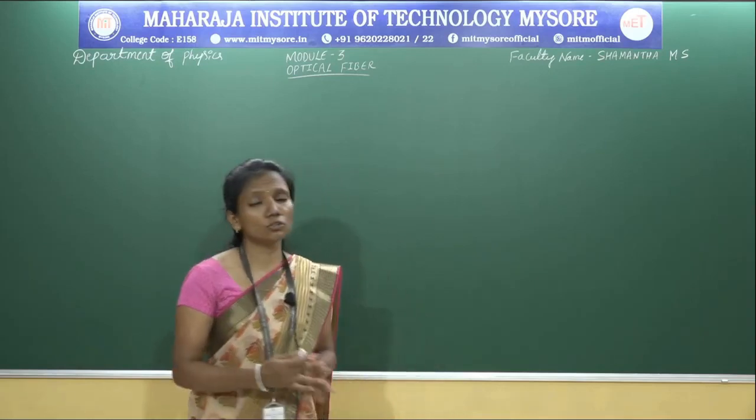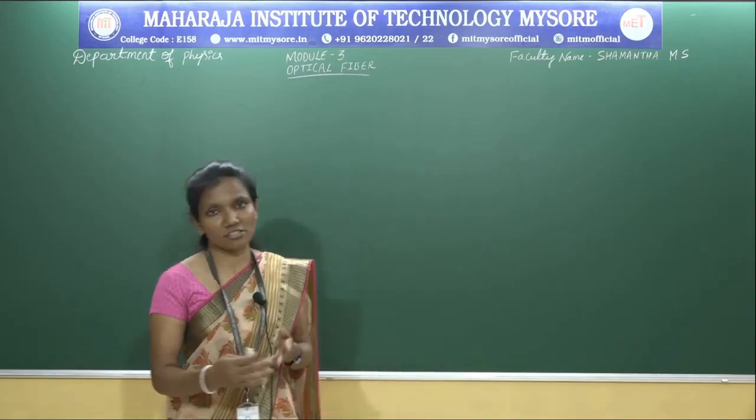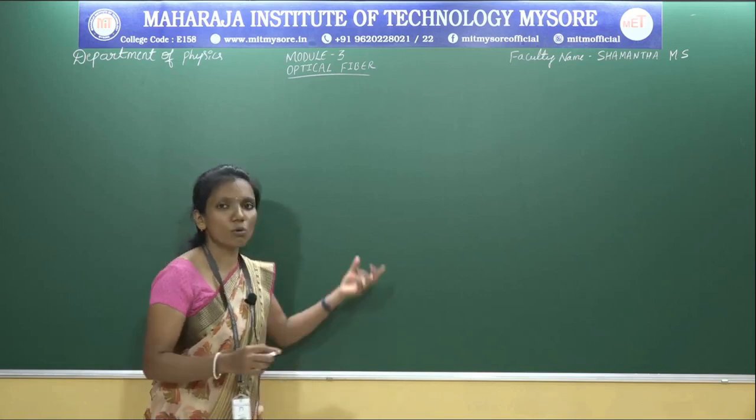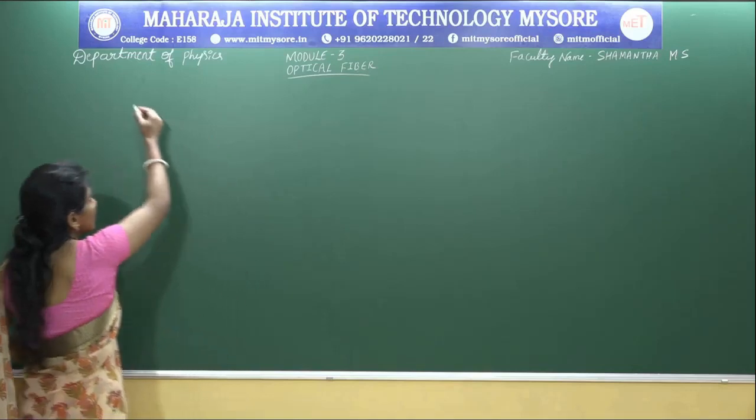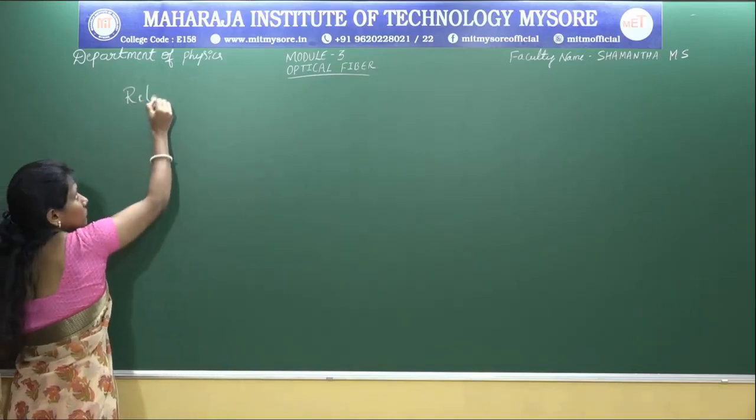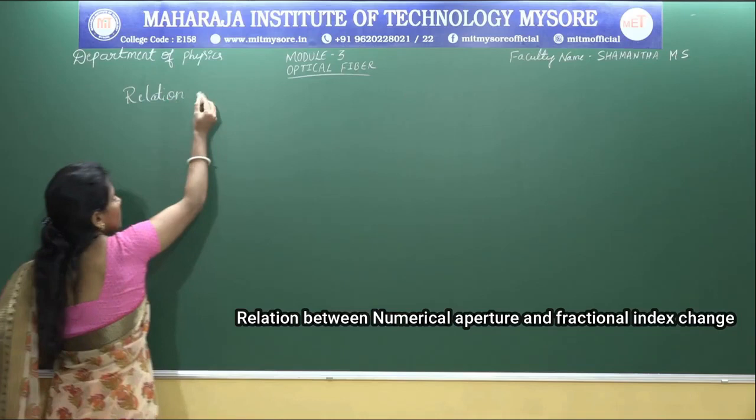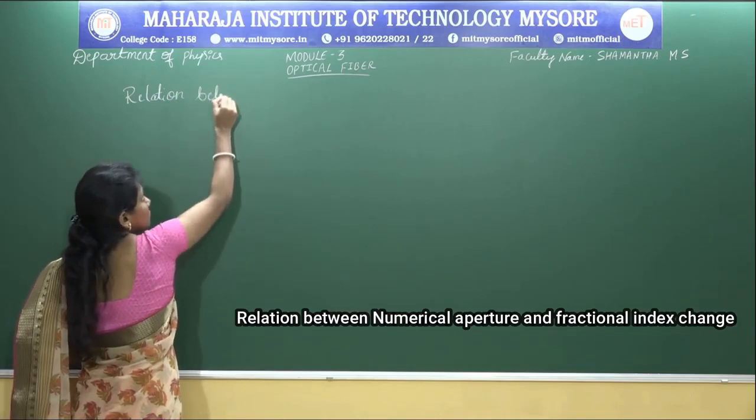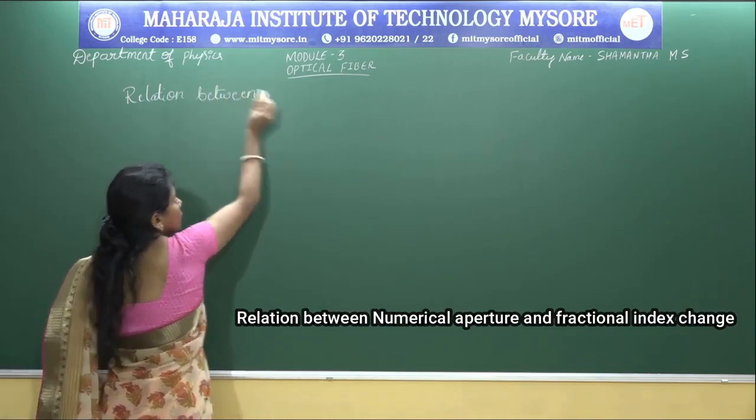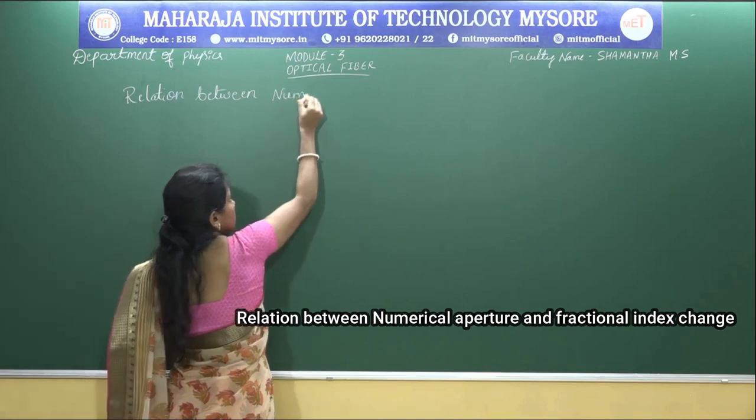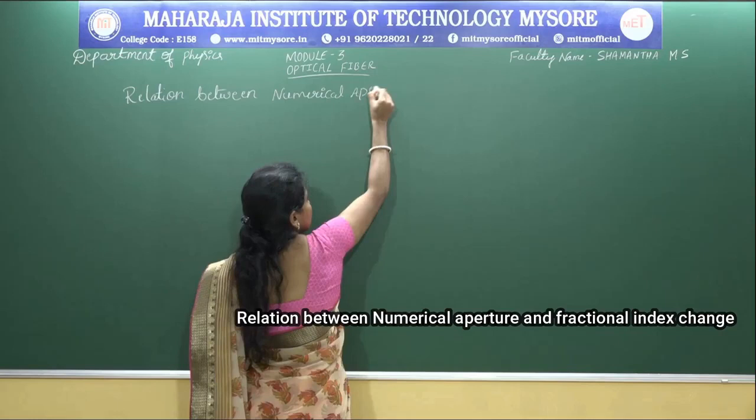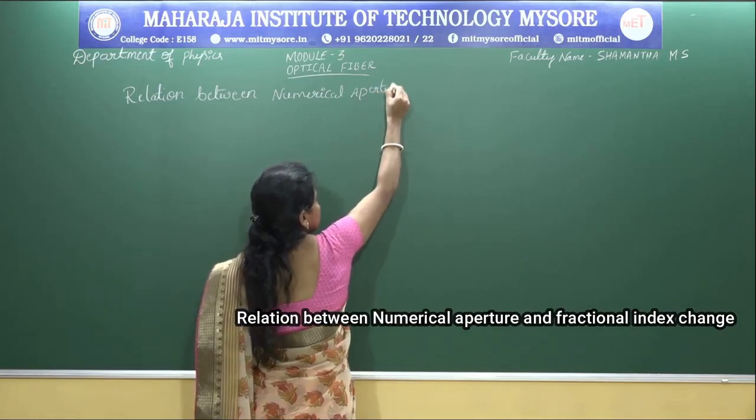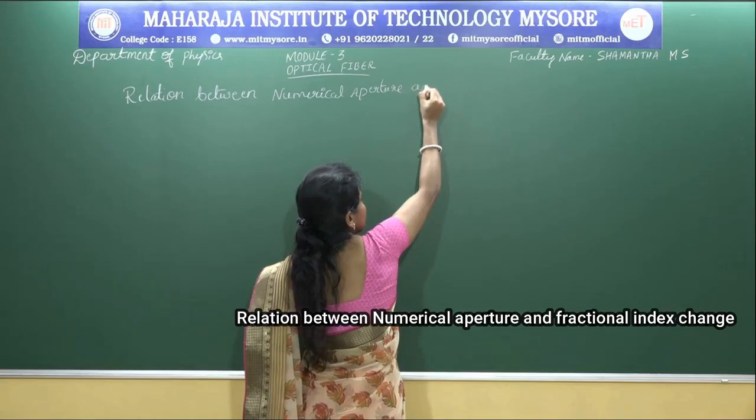So now, what is the relation between the numerical aperture and fractional index change? There is one small expression, we will find out now. So the relation between numerical aperture and fractional index change.